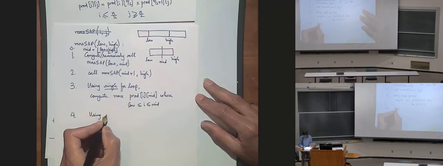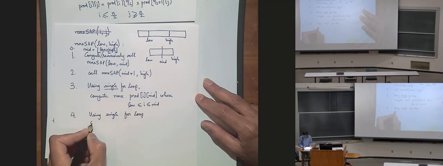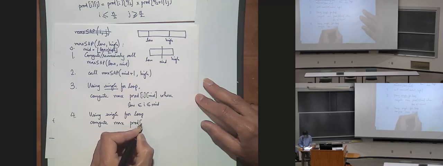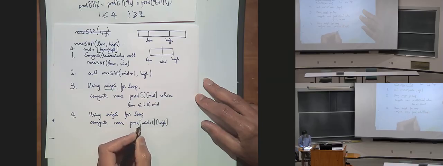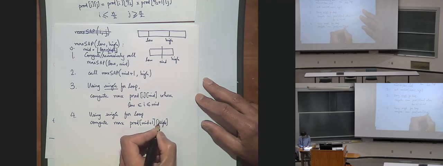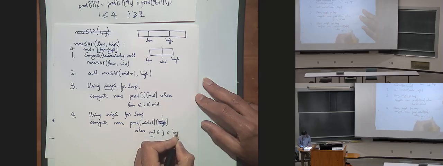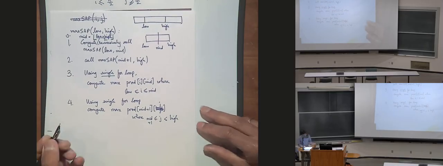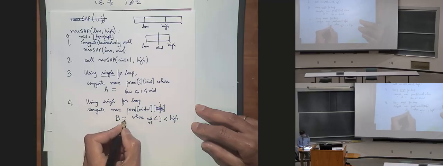Then using, again, a single for loop, compute max the product from mid plus 1 to j, where j is at least mid plus 1 going up to high. Okay? So, to give myself names, I'm going to call this thing A, I'm going to call this thing B.